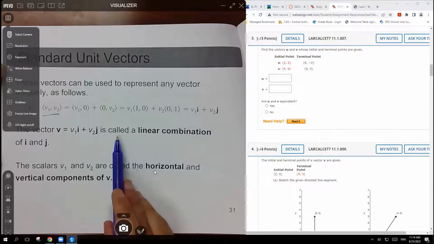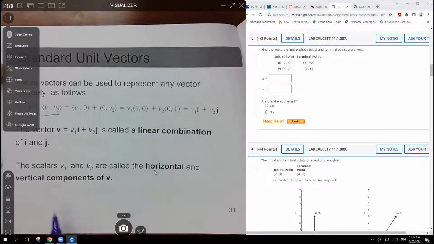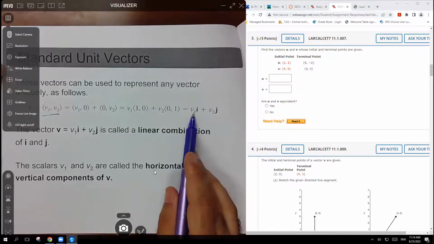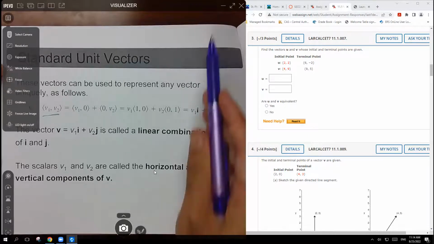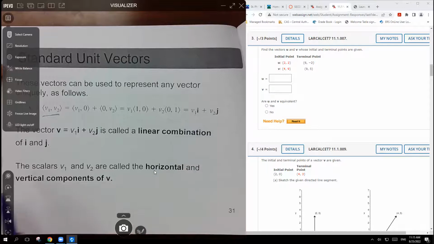So this one is called a linear combination. And the scalars v1 and v2 are called the horizontal and vertical components. This one is a scalar. This is vertical because it works with the y coordinate. This is horizontal because it works with the x coordinate.